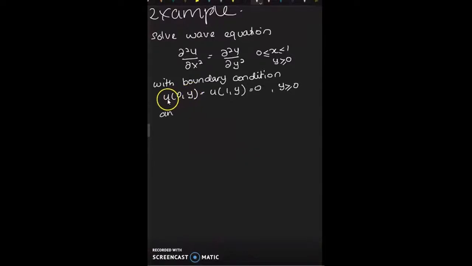So they give you a boundary condition: when x equals 0 and when x equals 1, the wave is equal to 0. This one is very easy. The second is the initial condition: when y is equal to 0, the wave equation u equals 1 over 8 sine pi x. Please set your calculator to radians. x is between 0 and 1.